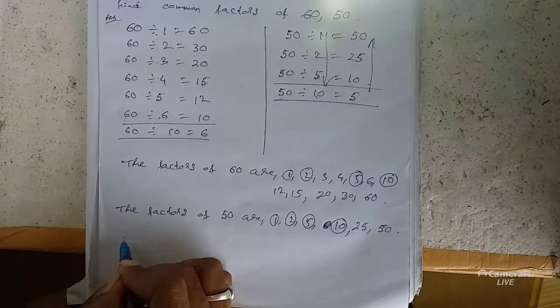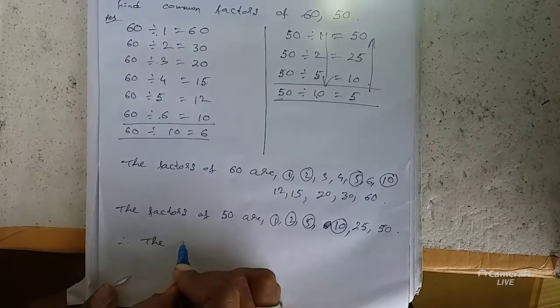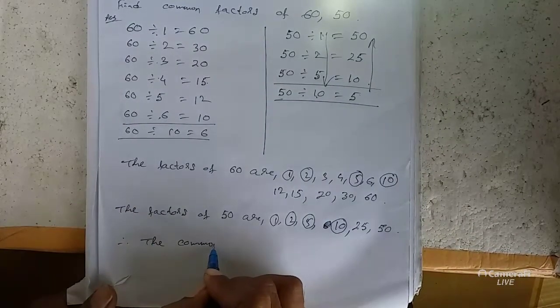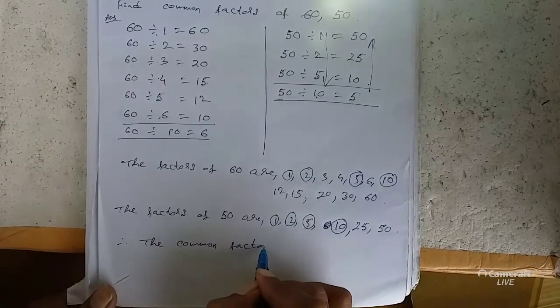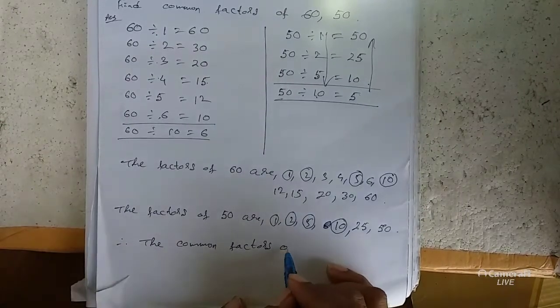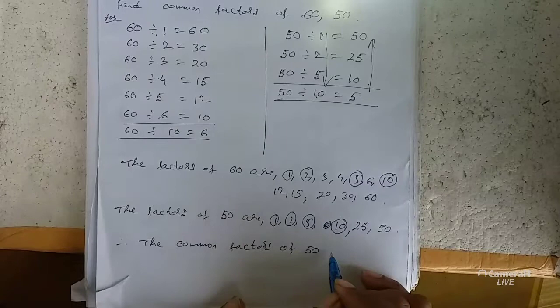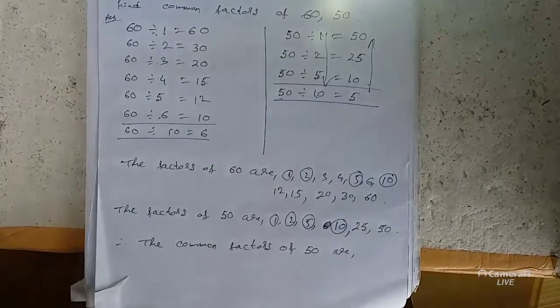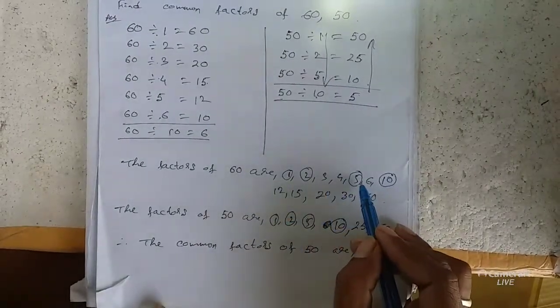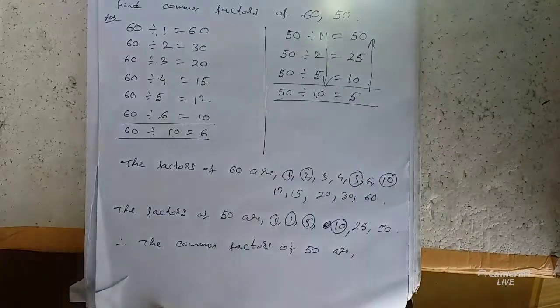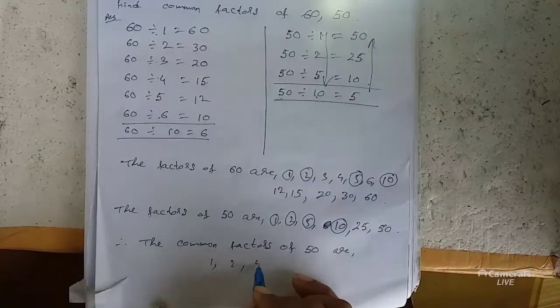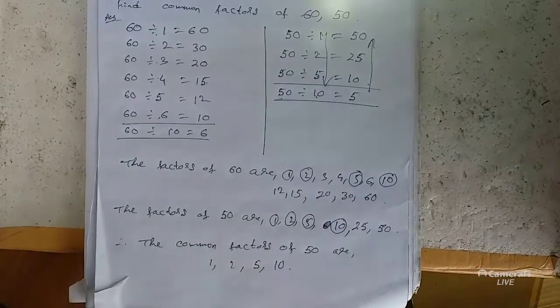Let us write, therefore, the common factors of 60 and 50 are 1, 2, 5 and 10. So these are the common factors. So in this way we can find the common factors.